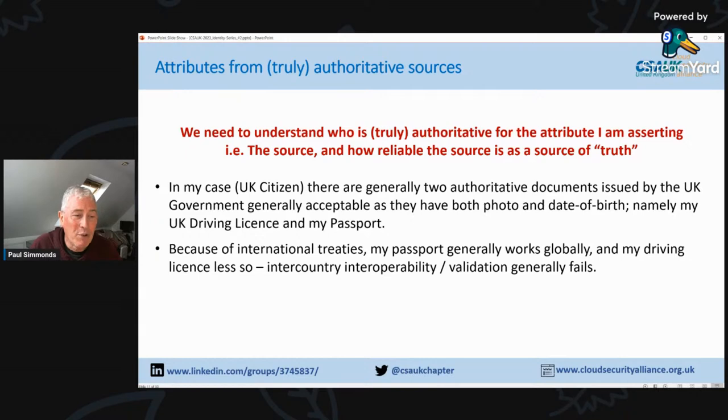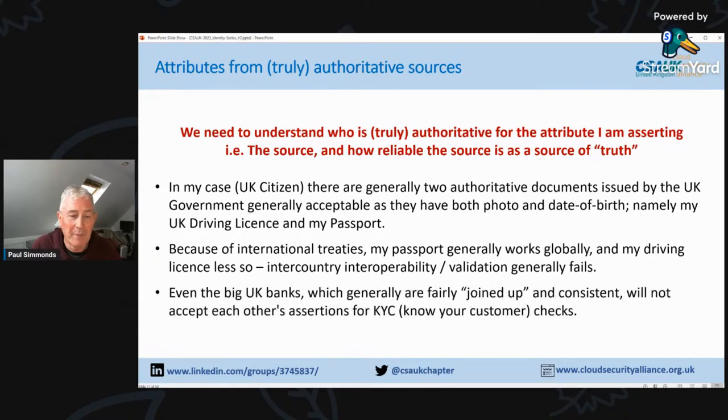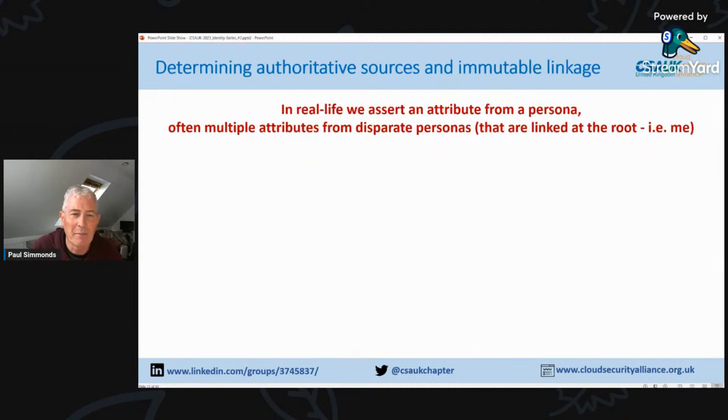But we have a problem because the internet is global. And even the big UK banks, which are generally fairly joined up, probably more so than most in the world, are not consistent. The banks have to do KYC, know your customer checks. Trust me, my corporate accounts are with Barclays. I went to Halifax, after my father died, to do some stuff for a trust he'd set up for his grandchildren, my children. And Halifax would not accept any assertion other than what they could validate themselves, even though we're fairly joined up as UK banks. So we have a real problem in getting accepted attributes from truly authoritative sources.